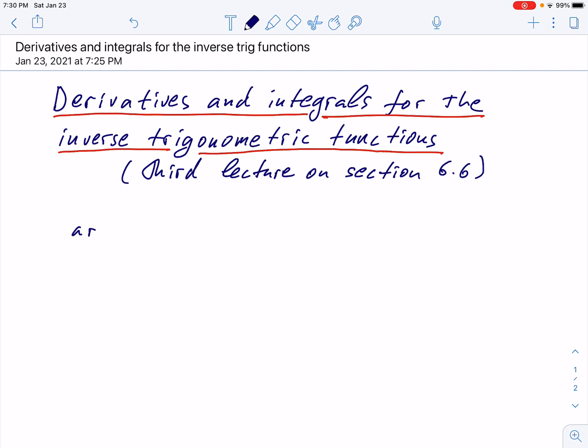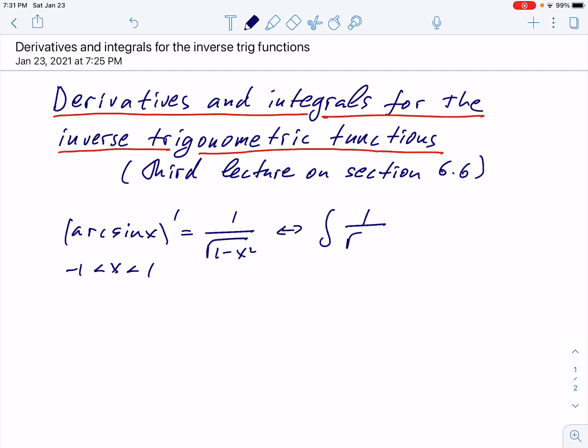When we differentiate arc sine x, we get 1 over root 1 minus x squared. And this is when x is between -1 and 1, strictly, because otherwise in the denominator we get 0. Related to this derivative is the antiderivative. If we integrate 1 over root 1 minus x squared dx, we get arc sine x plus c.